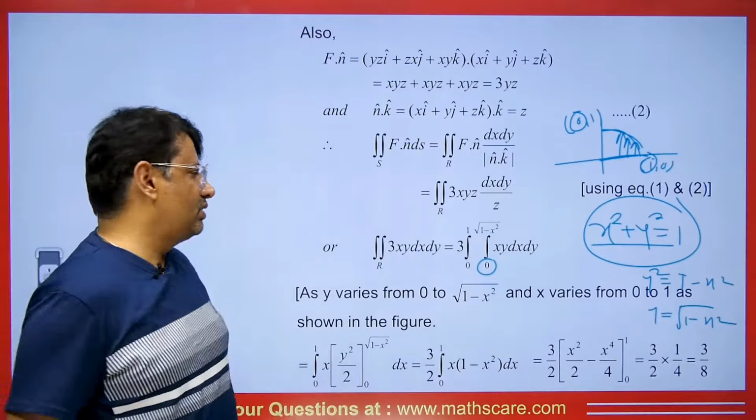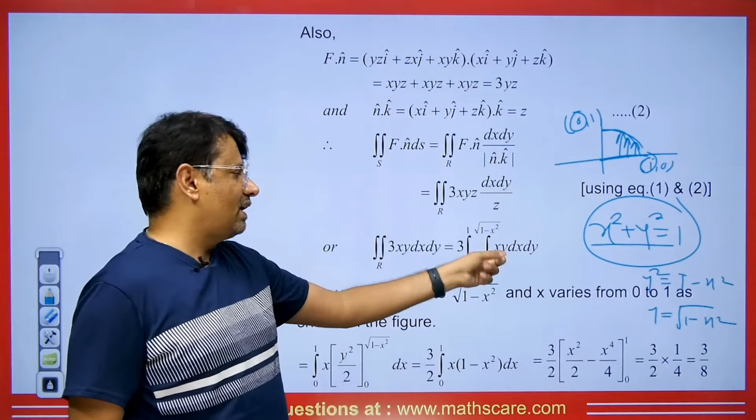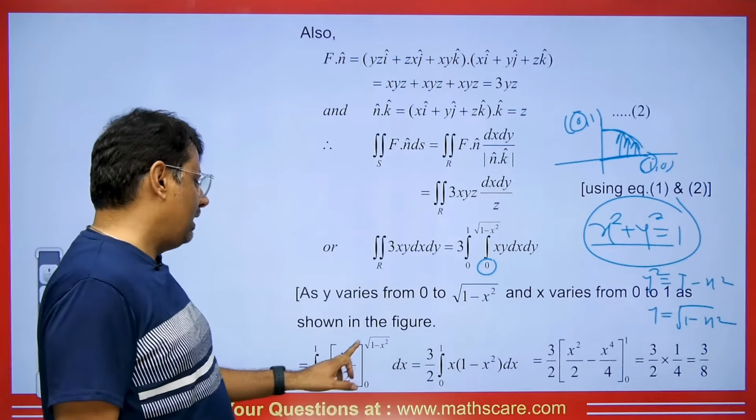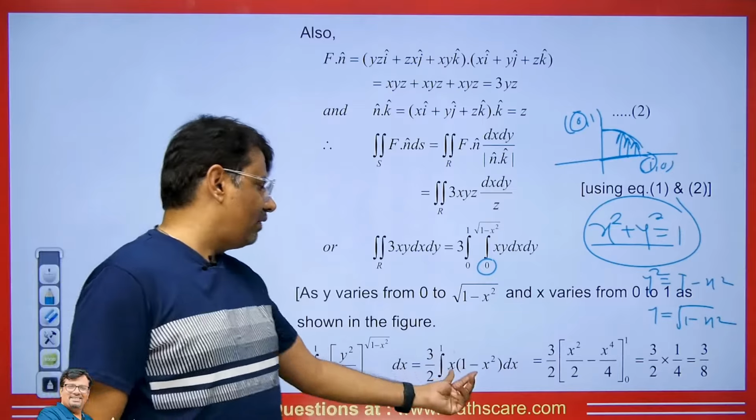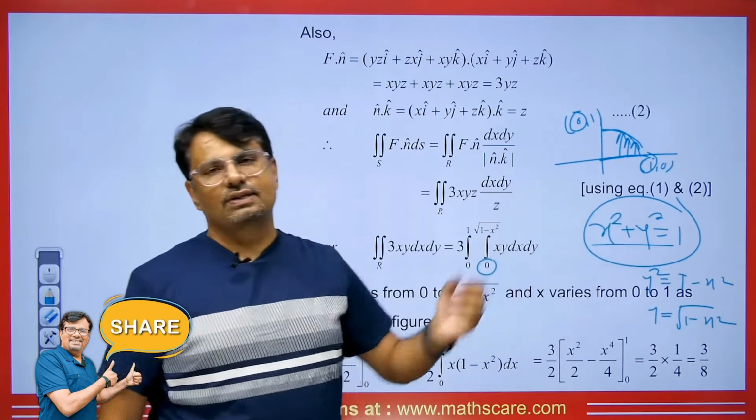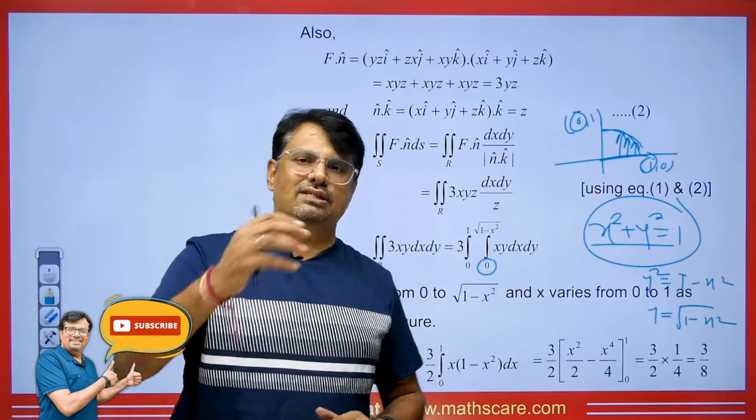You can directly do the integration. First we will do the integration with respect to y, so it will be y square by 2 dx, and put the limits here. The square and under root will be cancelled. Then again we'll multiply by x and do the integration. So this is how we can get the value. In this way we can easily do it. Let's look at the next question.